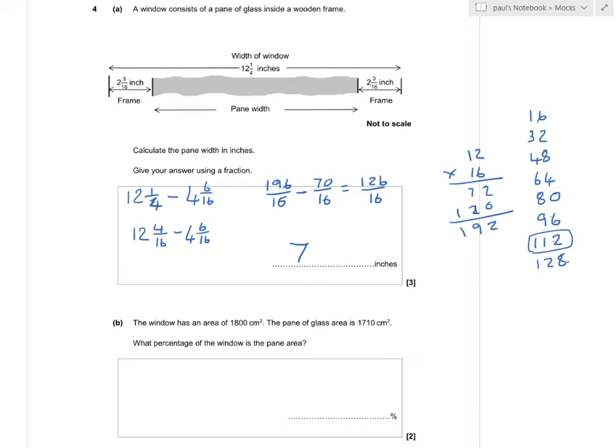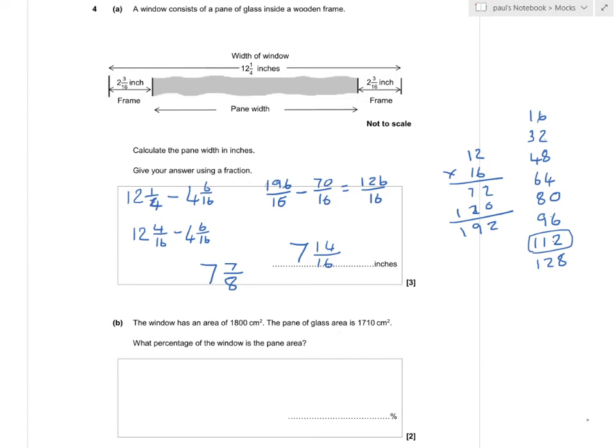Because that would be exactly right. No. Oh, it's 126. 126 take away 12 is 14 over 16. We'll simplify that a bit, so I'll give the answer as 7 and 7/8.